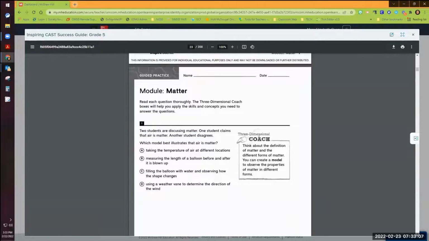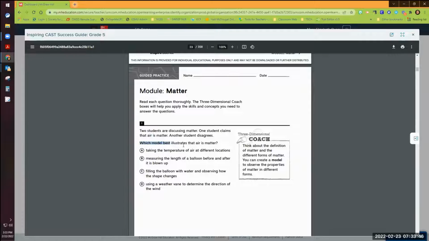So you'll see here, module 1 matter, here's the question, and then there's a 3-dimensional coach here on the side. So this actually coaches the students through how to think about the question that they're reading. In this one, 2 students are discussing matter. 1 student claims that air is matter, another student disagrees. So first, if I was being trained on how to look at these questions, I would identify, okay, air is matter. That is my concept. And then I could look at this question and see which model best illustrates.